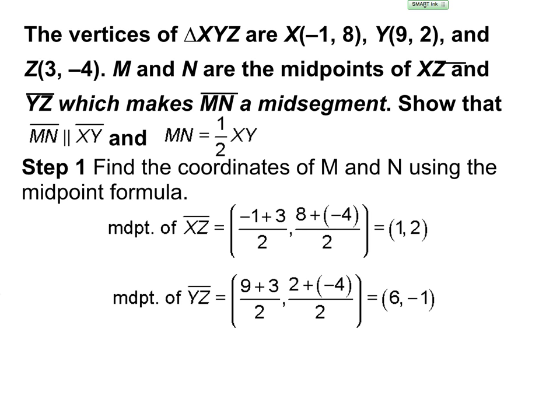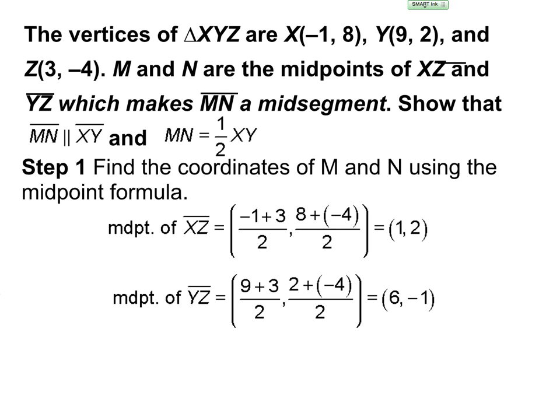Okay, so did we get the same slope? What's that mean then? Parallel, so let's say that. Okay. So since XY and MN have the same slope, XY is parallel to MN. Okay, so we showed that MN and XY are parallel.